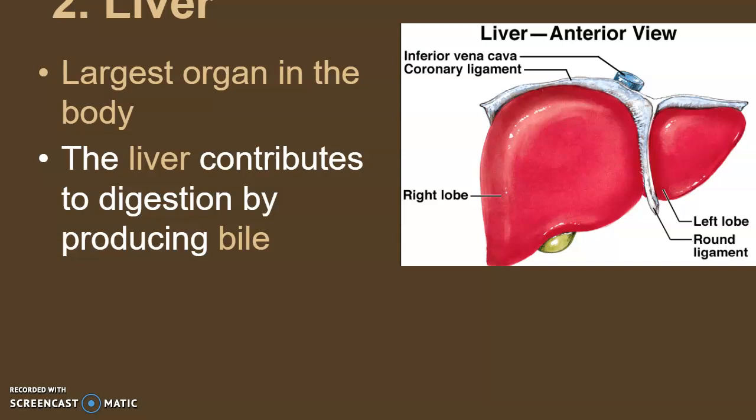It also does many other things that aren't related to digestion, as does the pancreas. I started to say the pancreas also secretes a couple of hormones called insulin and glucagon that help regulate your blood sugar. But the liver contributes by making bile. A couple of lobes of the liver.